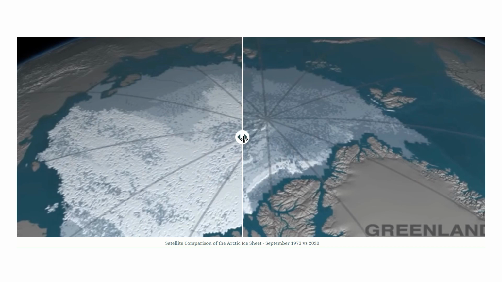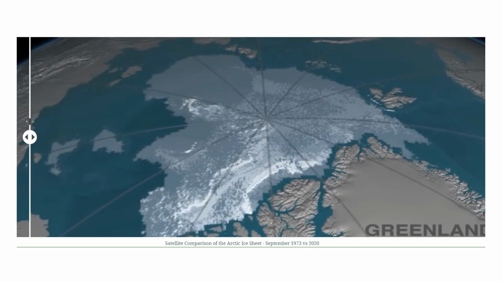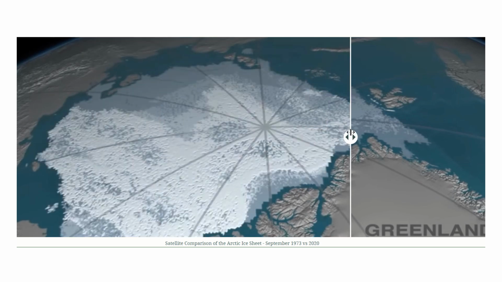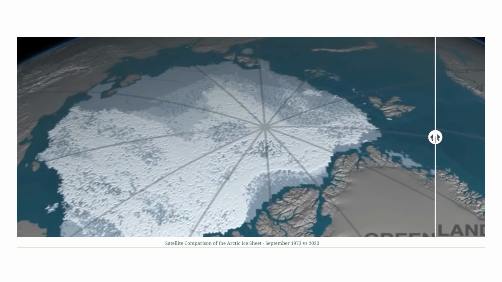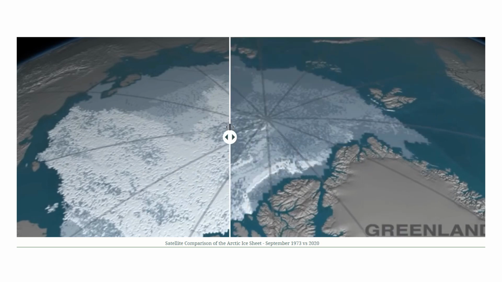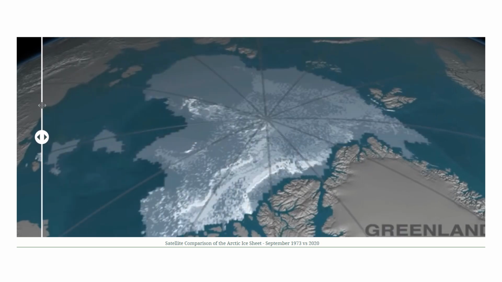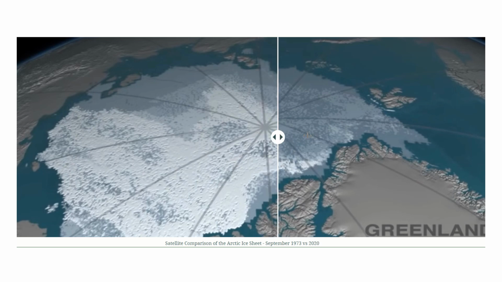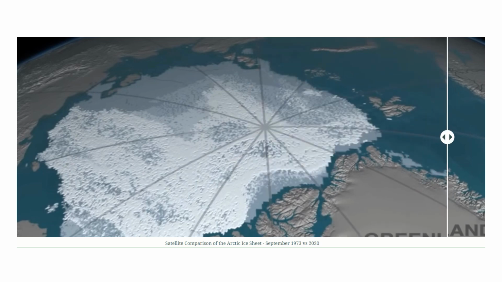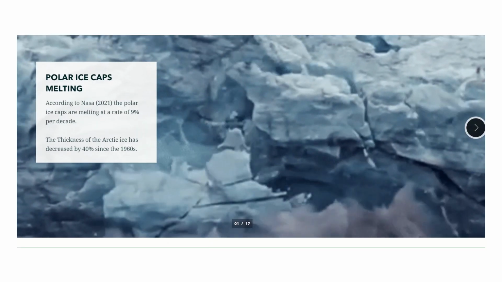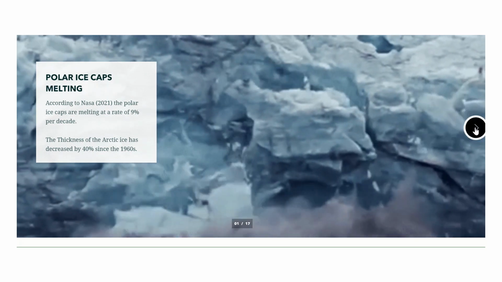If we move our arrow to the left, we can see how it is in 2020, how it is currently. And if we move our arrow to the right, we can see the extent of the ice cap in 1973. So this gives us a really good sense of the extent to which these ice caps are contracting. That goes with our first line about ice caps and our concern about those issues.